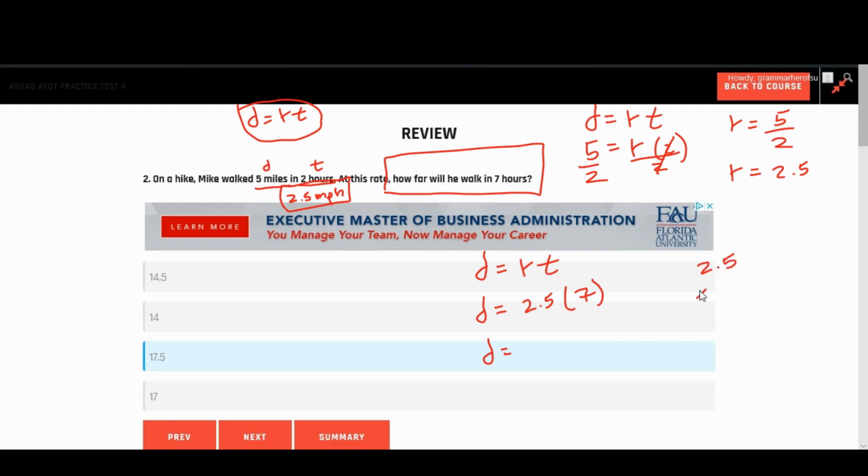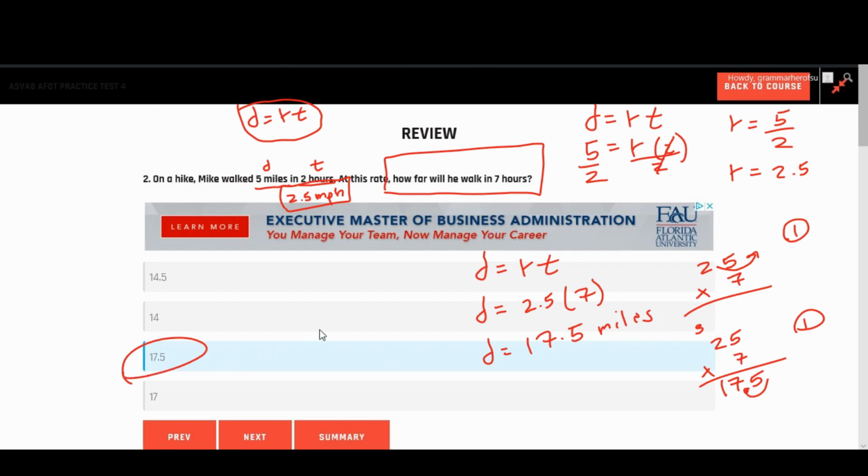Again, 2.5 times 7. The way you deal with a decimal in multiplication is like this. You move the decimal over however many times you need to, in this case 1 time, to make the decimal a whole number. So in reality, I'm working out 25 times 7, albeit with 1 decimal place to add back in at the end. 5 times 7 is 35, carry the 3. 7 times 2 is 14, plus 3 is 17. Add the 1 decimal back in, and we can see that this gives us a distance of 17.5 miles, which is right there.